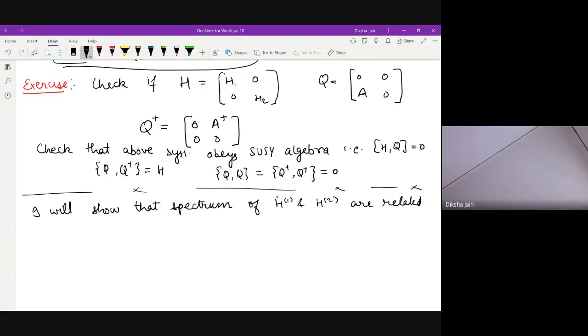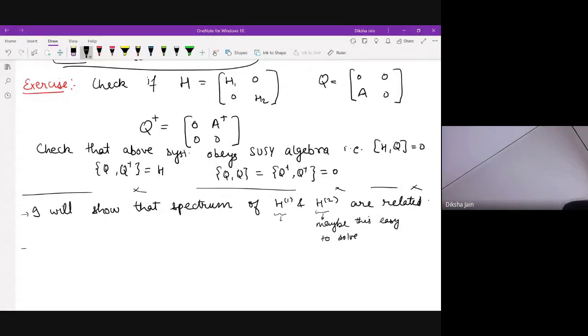So what will I gain by showing this? If the spectra of H1 and H2 are related, let's say I have to solve for Hamiltonian H1, but the potential is very difficult to solve. What I can do is find another Hamiltonian H2, whose potential may be easy to solve. This is not always the case, but sometimes this happens. So if H2 is easy to solve, I will solve for H2, and by solving just H2, I can find the energy states of H1, which was a difficult problem. So this is how supersymmetry will help you in finding the spectrum of the Hamiltonian H1.